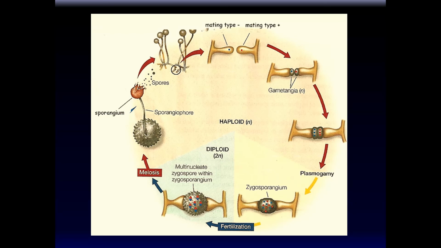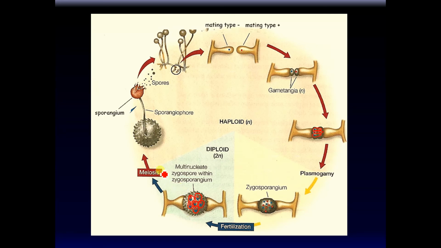So this is a summary of the sexual reproductive process. The hyphae, the mating type negative and mating type positive, meaning they're compatible but they're different, come together and fuse together, making the gametangia or gametes. And each one of these nuclei is going to fuse together to give the diploid nucleus over here. As you can see, it gives rise to many different diploid nuclei.